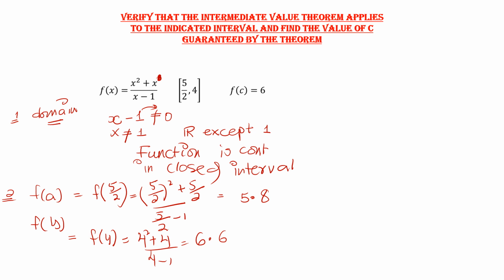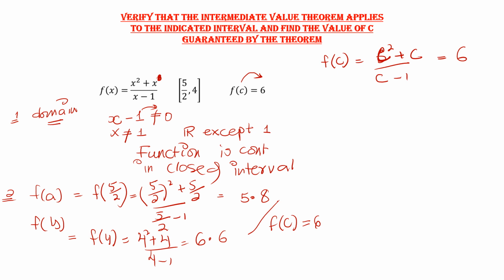So you can see that f of c is given as 6. It means if this f of c lies between f of a and f of b, then 100% c will lie between 2.5 and 4. So f of c is 6. Okay, now try to solve it. Replace x by c, so you will get c squared plus c divided by c minus 1, and this whole expression f of c equals 6. So you will write 6 here.